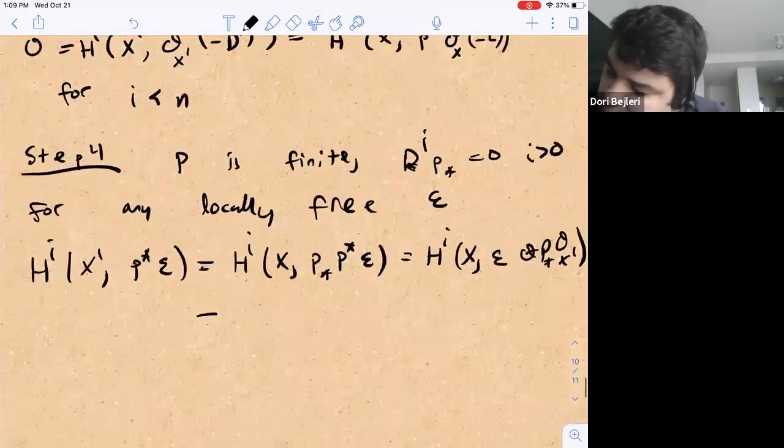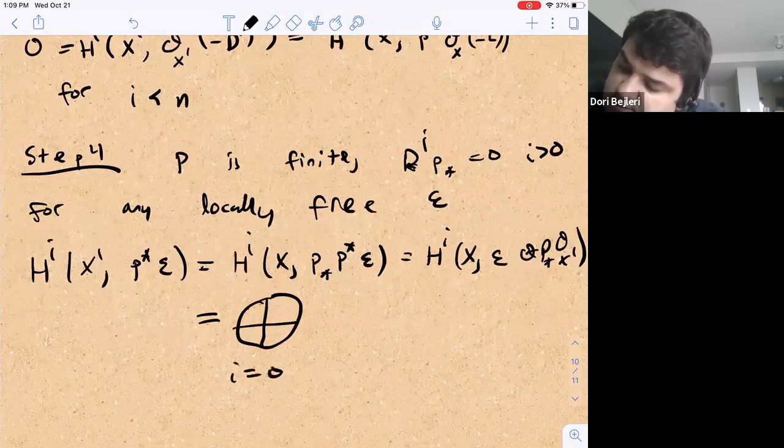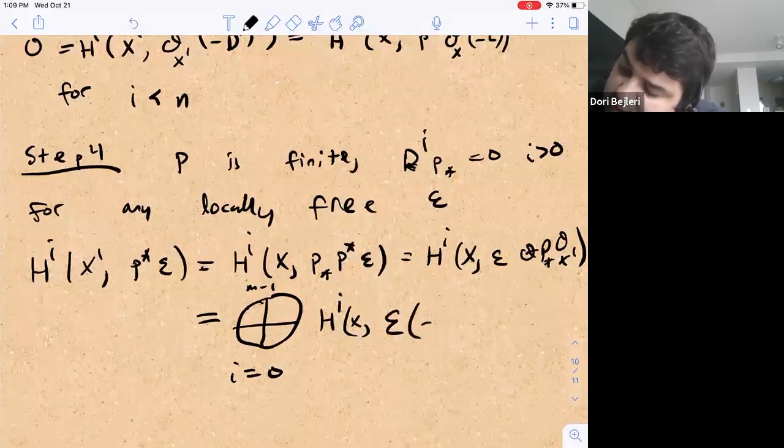And because cohomology of a direct sum is the direct sum of the cohomologies, we can just write that this whole thing is equal to the direct sum from i equals 0 to m minus 1 of H^i with coefficients in E twisted down by i L.